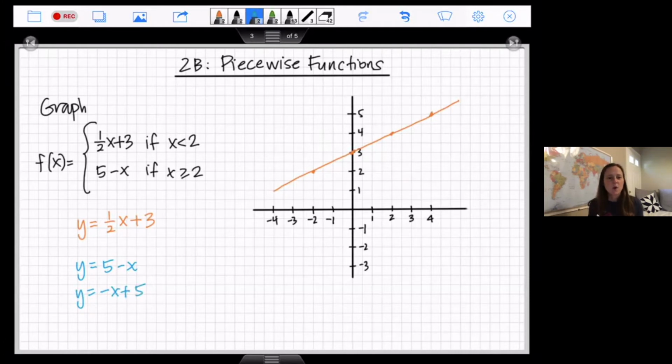That one's got a y-intercept of 5, so I'm going to go up here, put my y-intercept at 5, and then my slope is negative 1. So I can think of that as down 1 and to the right 1. I'm going to go down 1 to the right 1, down 1 to the right 1, and plot as many points as you need to feel comfortable.